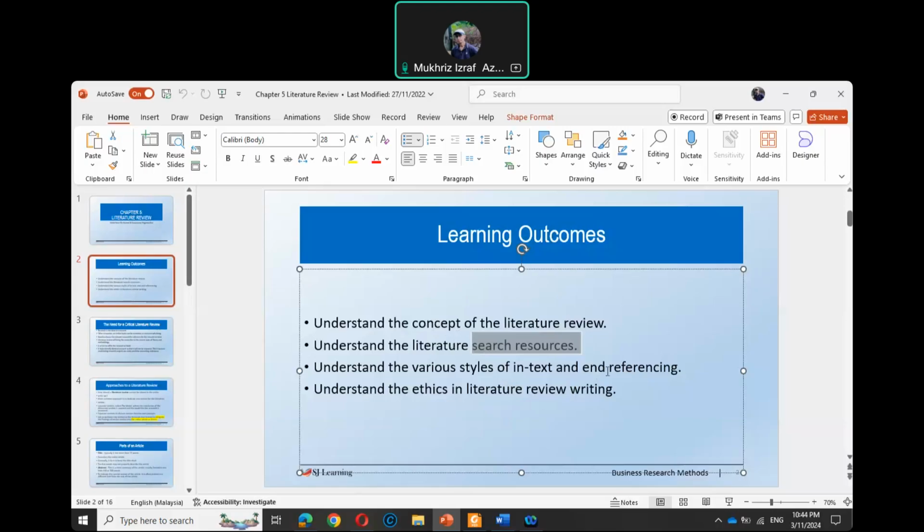And then also ethics in literature review. So this has to do with plagiarism. Now we are upgrading the technique to detect plagiarism, not just the conventional plagiarism, but also detecting AI-generated text. So you need to be careful. That's why I've been reminding you from the early part of the semester.